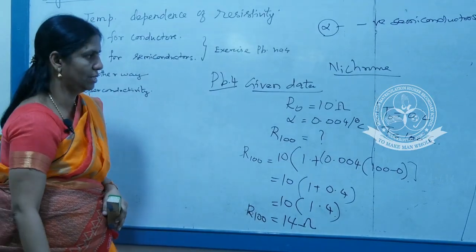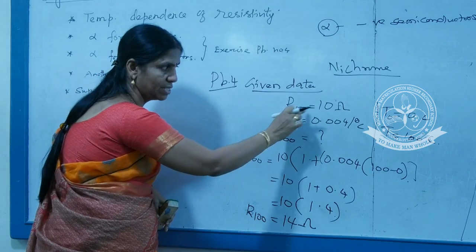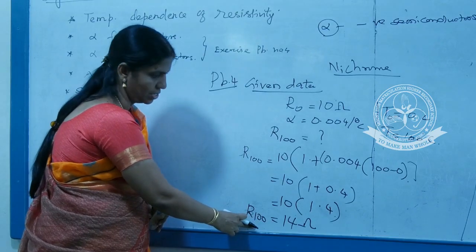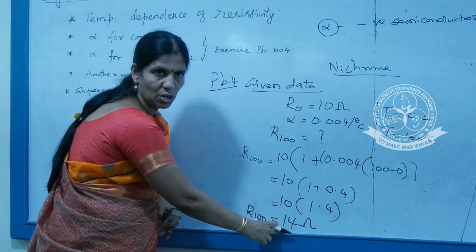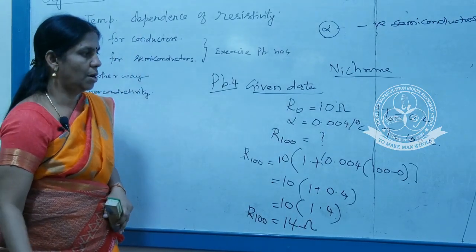What is your comment on the result? Resistance at 0 degree Celsius is only 10 ohm, but if the temperature is raised to 100 degree Celsius, you find that the resistance also increases. Here in this problem, you are asked another question, that is, to comment on your result.